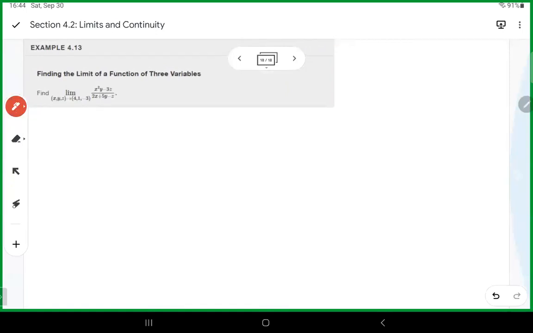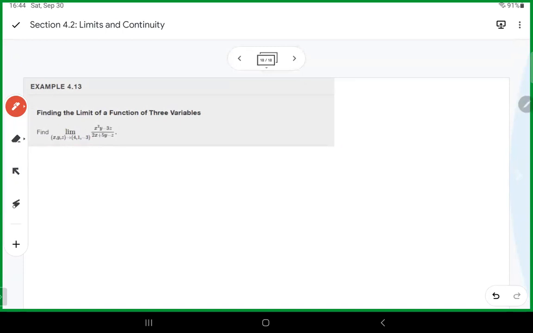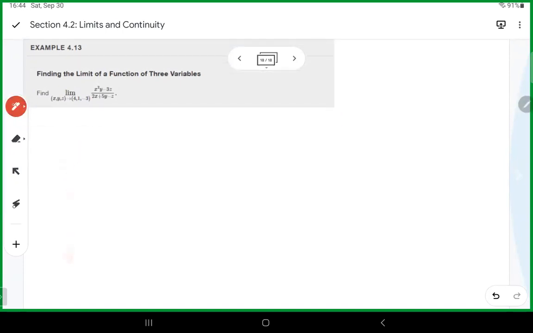All right, so before we can apply the quotient law, we need to verify that the limit of the denominator is non-zero using the difference law, the identity law, and the constant law. Okay, so first thing we have to check is the denominator. Okay, not 0. So we want to take the limit of x, y, z to 4, 1, negative 3 of 2x plus 5y minus z. So we're going to break everything apart like we did before.